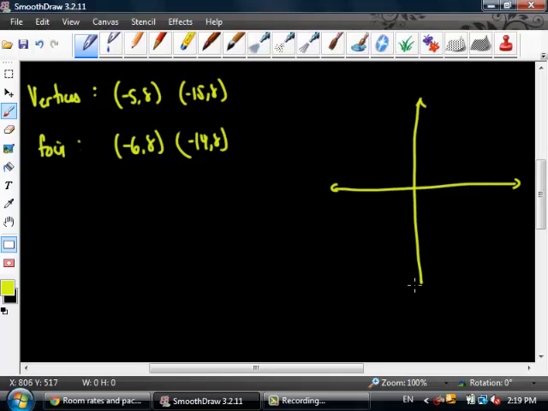All right, so negative 5, 8. That's about right here and right here. Let me write this down. Negative 5, 8. Negative 15, 8 is way out here. So this is negative 15, 8. My foci are at negative 6, 8, so that's going to be about right here. And then negative 14, 8 is about right here.